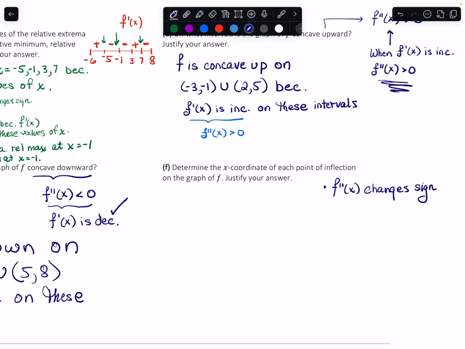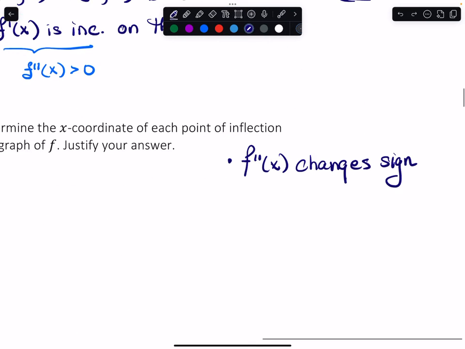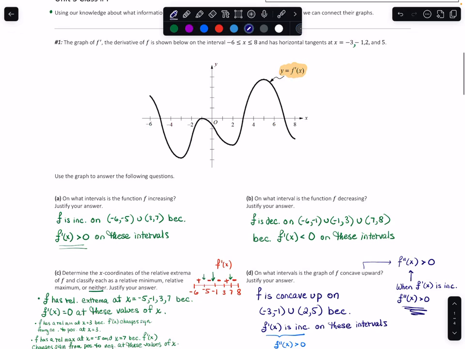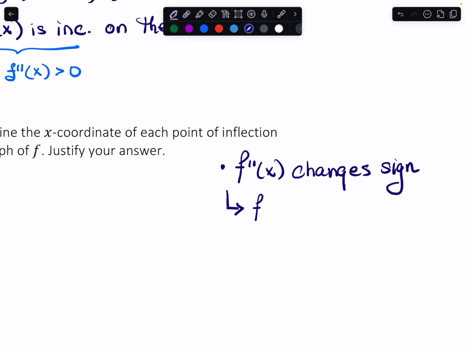But again, the problem is, in order to find this in terms of f double prime, I don't really have that in front of me. So I have to translate f double prime of x changing signs to something about f prime. Now, this is a little deep, but f double prime of x is the slope of f prime. So when would the slope change signs on the graph of f prime? The slope would change signs when the graph changes direction. So f double prime of x changing sign is the same thing as saying f prime of x changes direction.